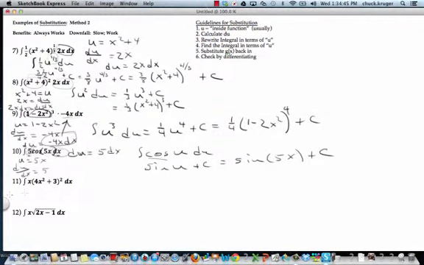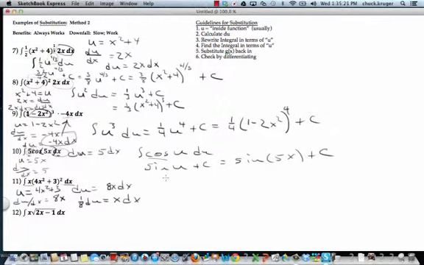Next, again, I'm going to let u equal 4x squared plus 3. du dx is equal to 8x. So that means du is equal to 8x dx. Now I don't have an 8 up here, but I do have an x and a dx. So what I can do is multiply both sides by the reciprocal of 8, which is 1/8. And 1/8 du is equal to x dx.